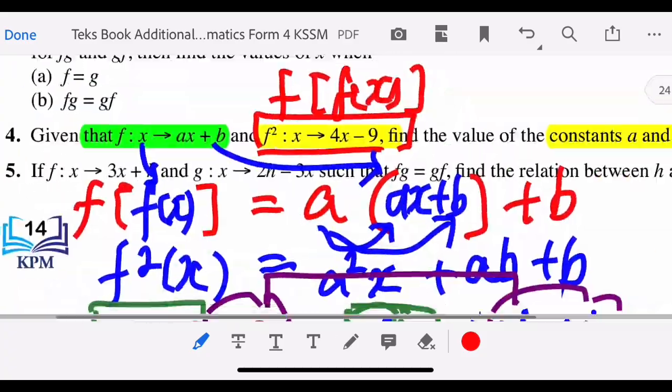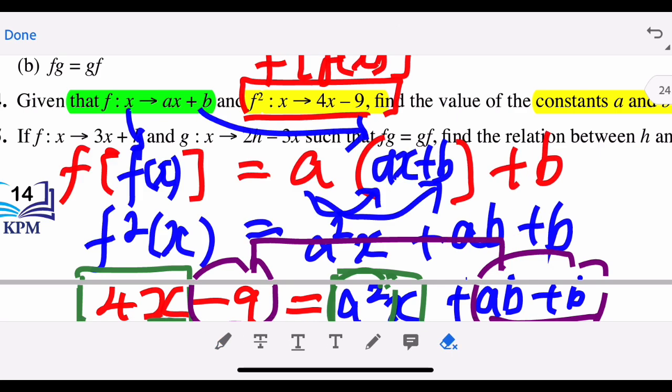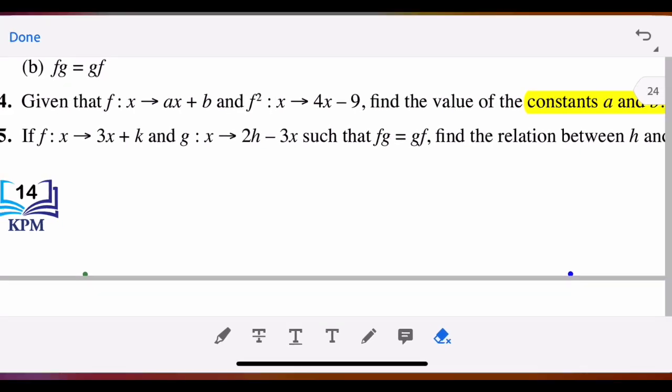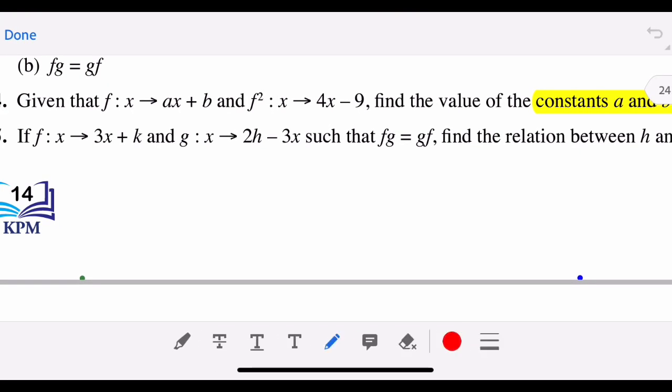Let's do question number 5. Question number 5 is about FG equal to GF. So it looks a bit challenging, right? So let's do it carefully. We need to find FG and then we need to find GF.